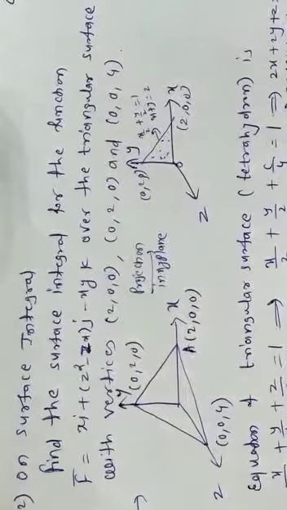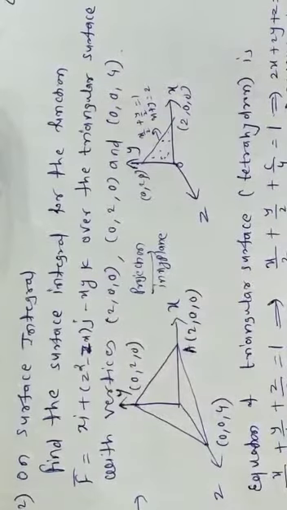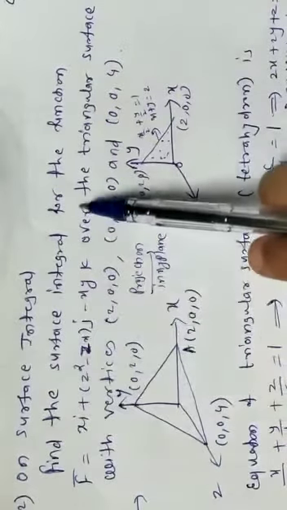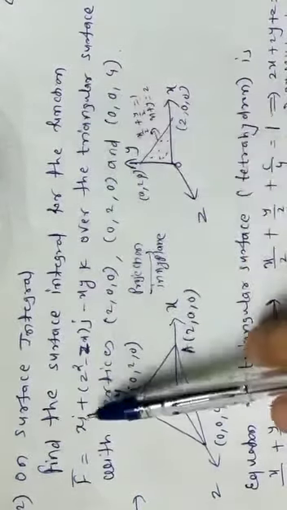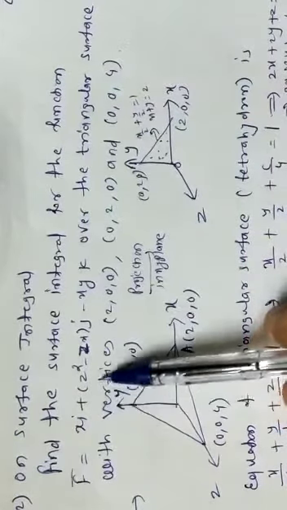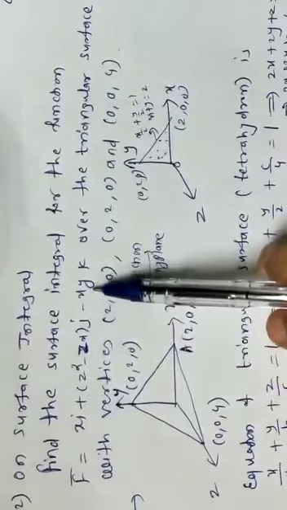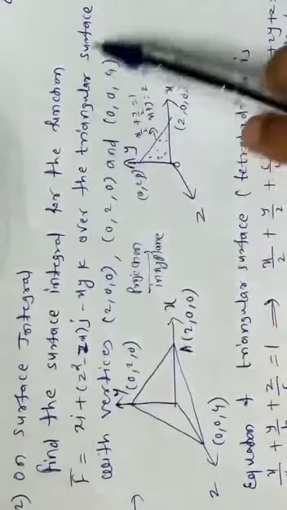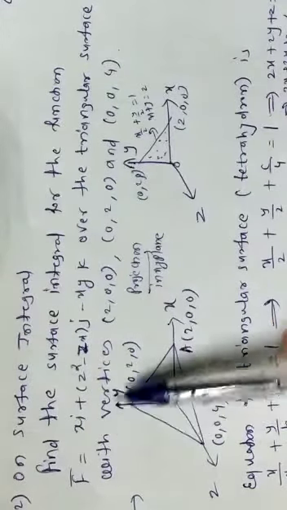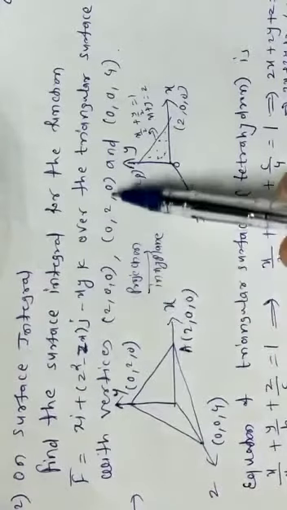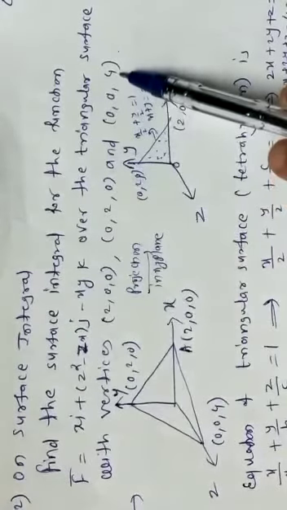Hello students, the next problem on surface integral. Find the surface integral for the function f bar is equal to xi plus (z square minus zx) j minus xy k over the triangular surface with vertices (2, 0, 0), (0, 2, 0) and (0, 0, 4).